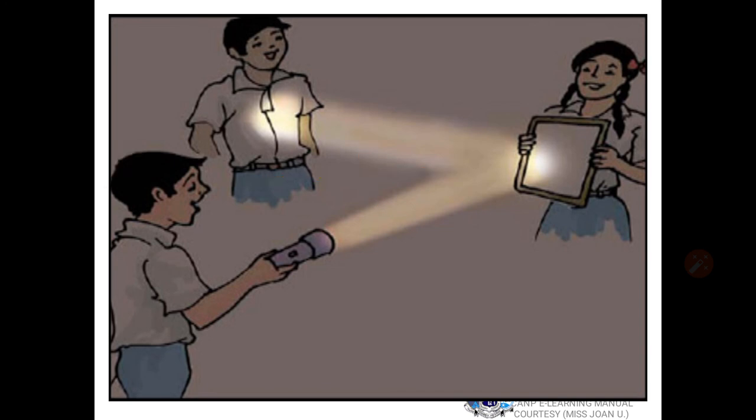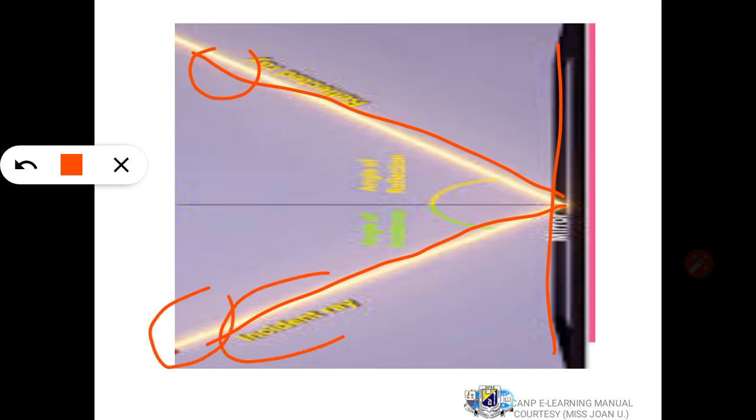All right, this is what you will get. Okay, this is your light source, this is the mirror, and this is your what? The object, or the reflected ray. So this is the incident ray, this is the reflected ray, and then this is your normal. Okay, and this angle is the angle of reflection, and this angle is the angle of what? Incidence.